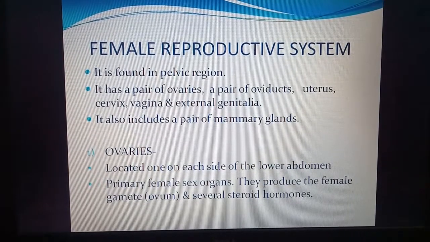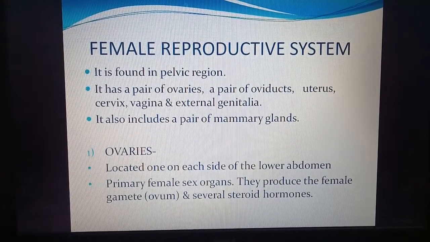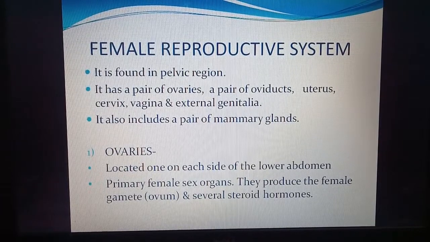Now the first part is the ovaries. They are located one on each side of the lower abdomen, one on the right side and one on the left side. They are the primary female sex organs, so they are the main reproductive organs. They have two functions. The first is production of the female gamete or ovum, which is also called egg. It also produces many steroid hormones, hormones which are steroidal in nature, like estrogen and progesterone.